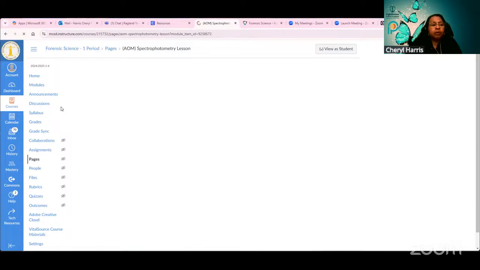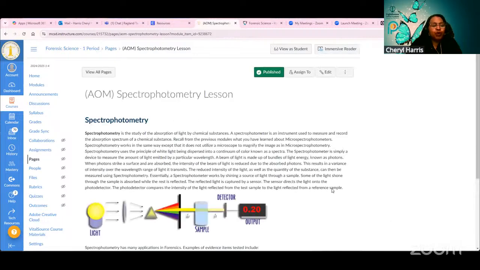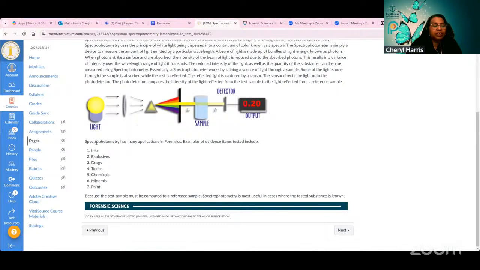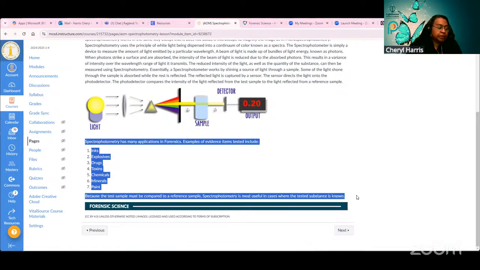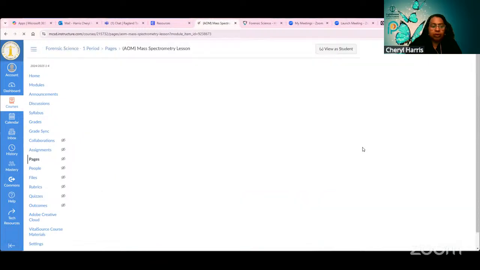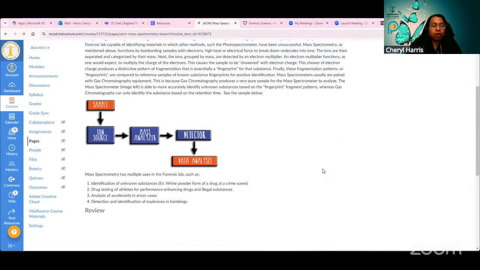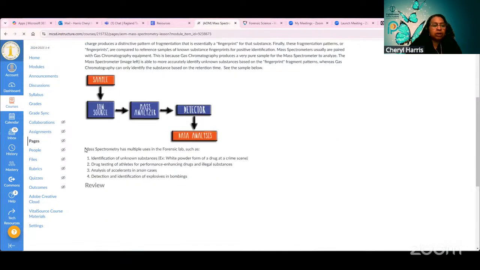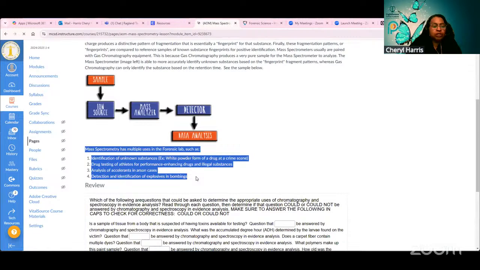All right, we have our spectrophotometry. So again, we went over the definition. What do we use it for? Know what it's used for. So know what it is, know what it's used for. Mass spectrometry, again, know what it is, know what it's used for.